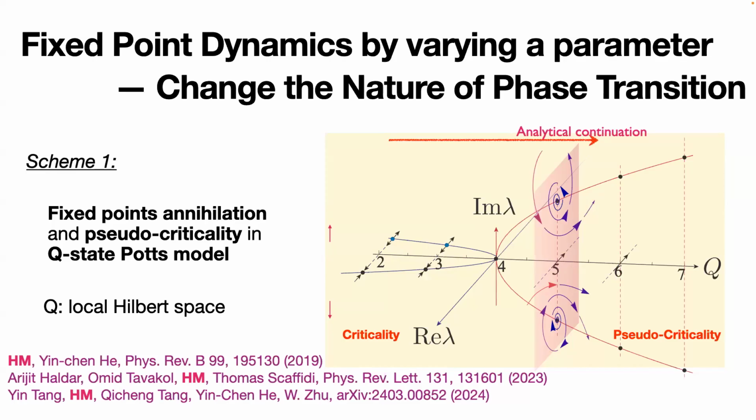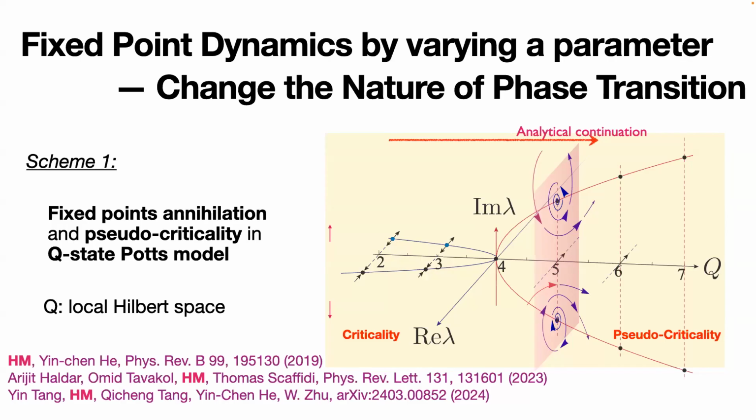So the first scenario is called fixed point annihilation. In this case, we have multiple fixed points in the system. Usually one is a stable fixed point, the other is an unstable fixed point. And then by tuning some parameter, these two fixed points can collide and annihilate. After this process, we no longer have any fixed point in the parameter space.